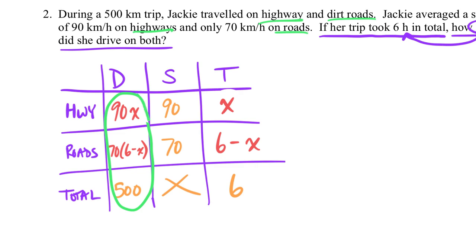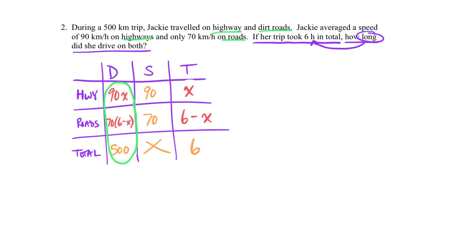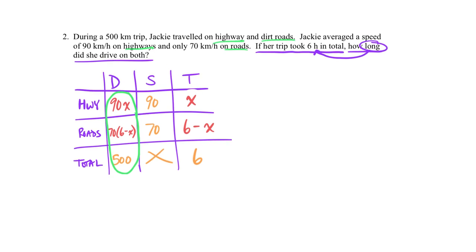I am going to use my distance now to build my equation. Okay, that allows you to say that my distance on the highway plus my distance on dirt roads has to give me my total distance. Okay, I've built one equation with just an x in it. Now we should be really fast to solve that thing.